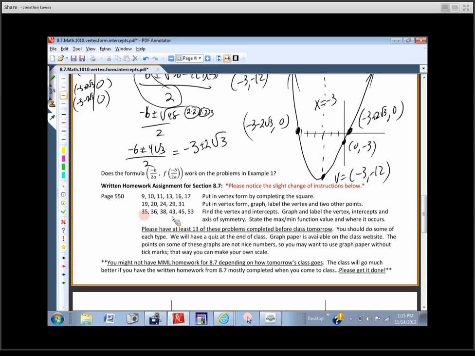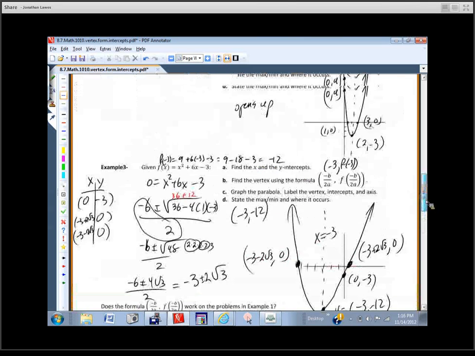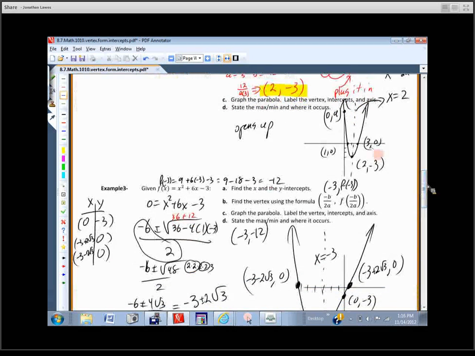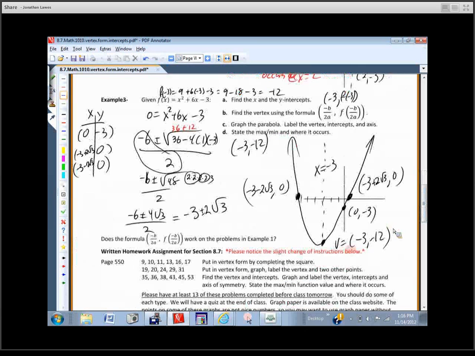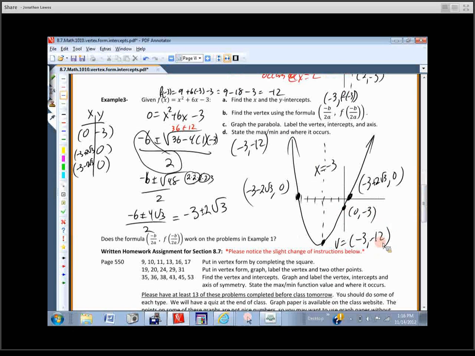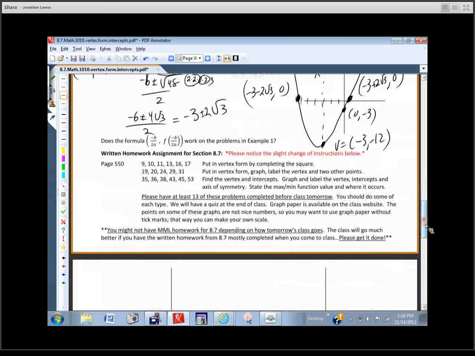For these 6 problems, find the vertex and the intercepts, graph and label the vertex, the intercepts, and the axis of symmetry, and state the maximum and minimum and where it occurs. And I think I actually forgot to do that on 2 of these. Do we have a max or a min? Min of -3 occurs at x equals 2. And this one, what's the min? Min is -12. It occurs at x equals -3. Okay? All right. Any questions?